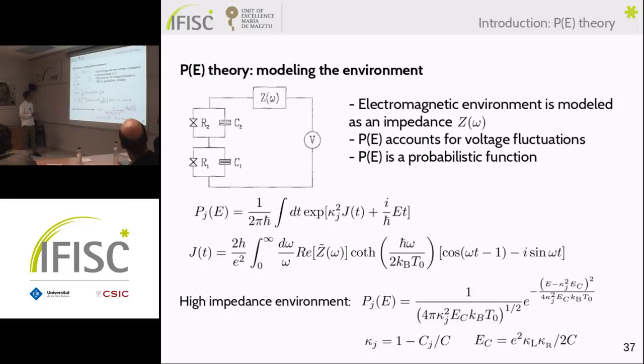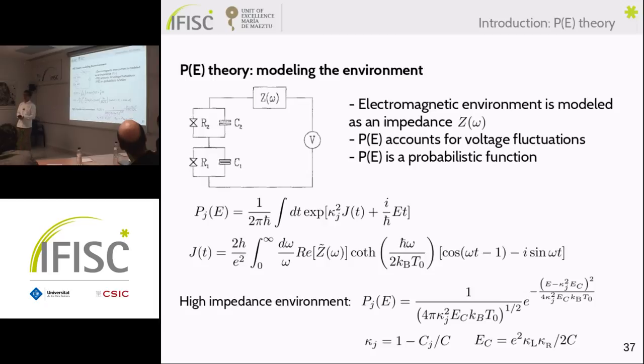So when an electron jumps a barrier, modeled here as a resistance and capacitance in parallel, you have voltage fluctuations. And if you account for these voltage fluctuations, you're able to take into account the effect of the environment. In this case, the P of E function takes into account these fluctuations by studying the voltage correlations given by this J function.